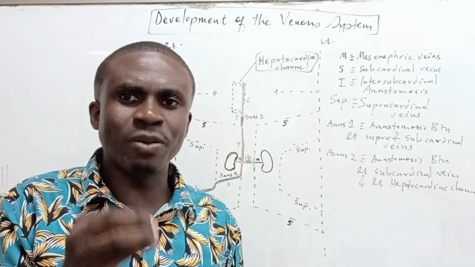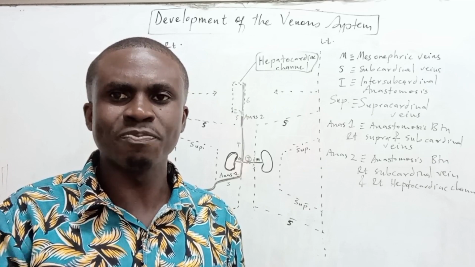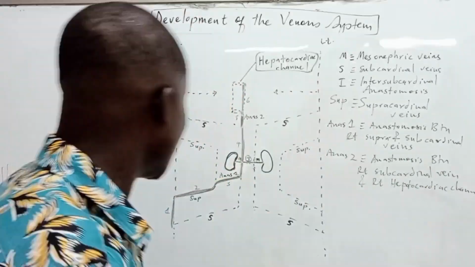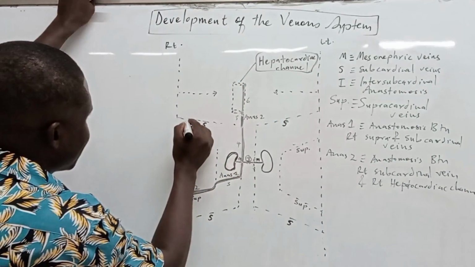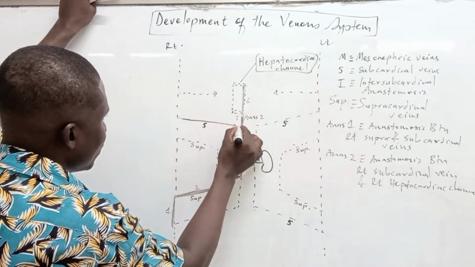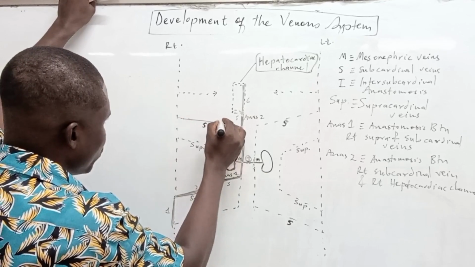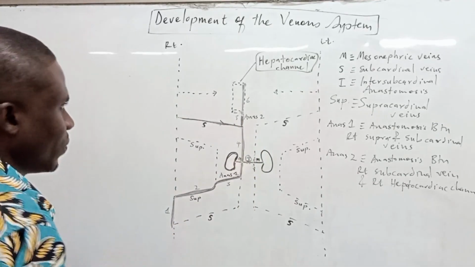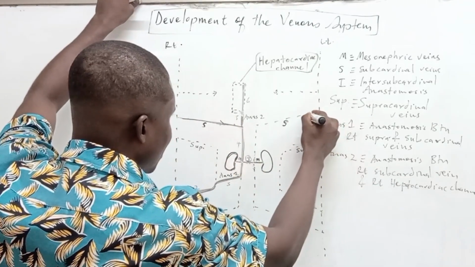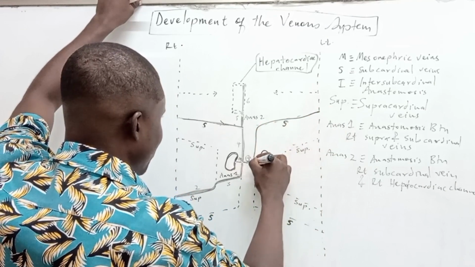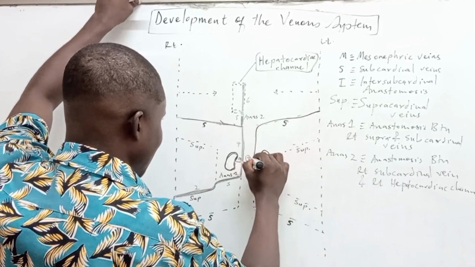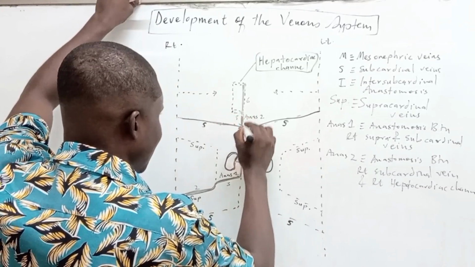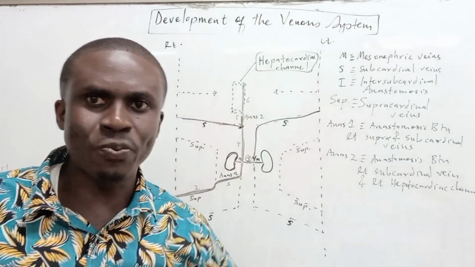Also, we will have some tributaries to it, by way of, for instance, the gonadal veins from the caudal region and, from the cranial region, the suprarenal veins. So let's look at it. From the cranial region, let me use my arrow to show. From here all the way to here. Also from here all the way to here. So these are what we call the suprarenal veins.